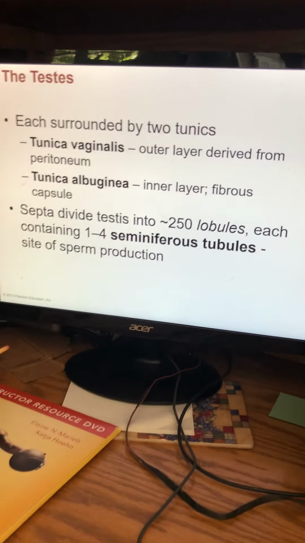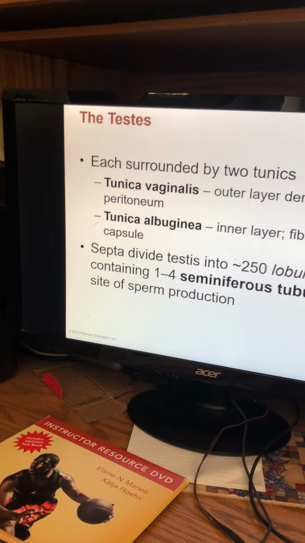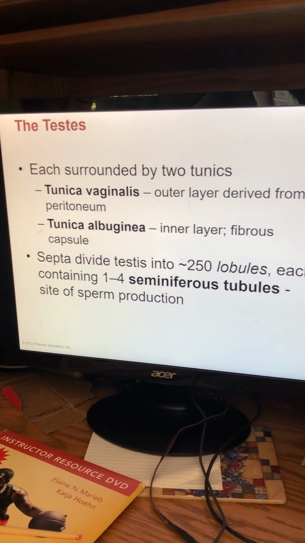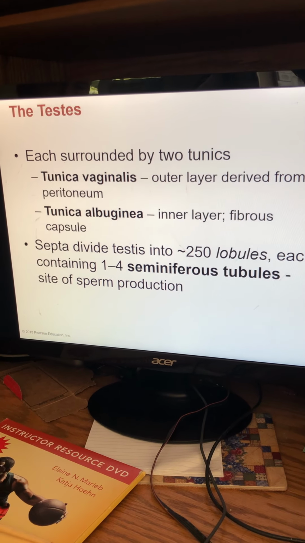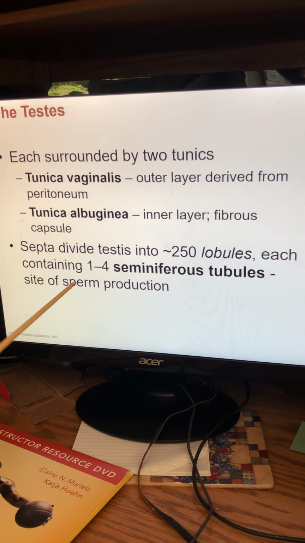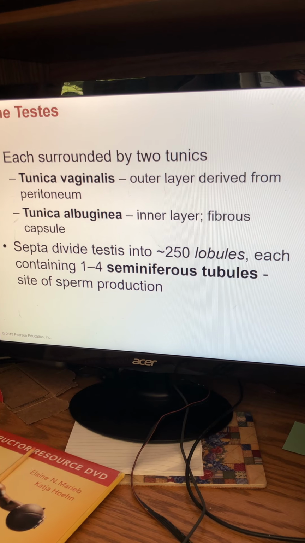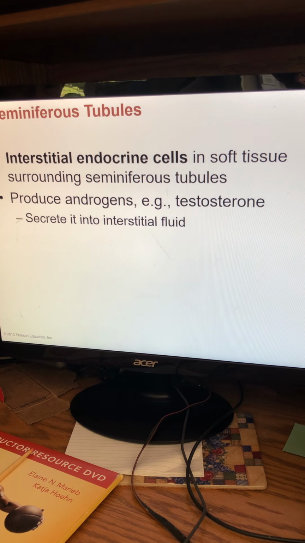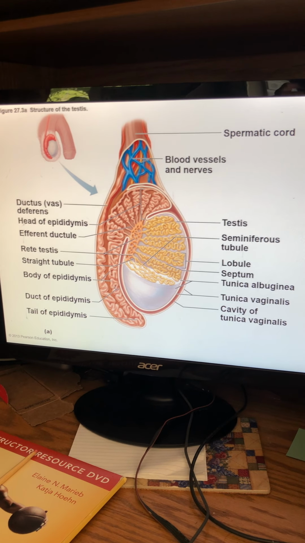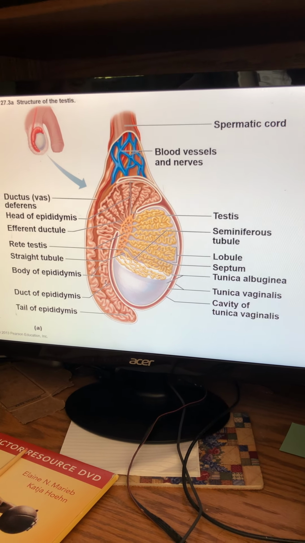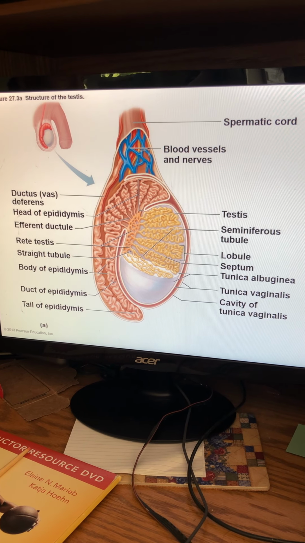So each septum in the testes is divided into 250 lobules, and each of them are going to have 1 to 4 seminiferous tubules. So it is actually the seminiferous tubules that are the site of sperm production, even though they're found within the testes. Let me just get a picture of that. So here's what it looks like. When I teach it in class, I usually think that the seminiferous tubules look like ramen noodle soup. A good way to remember it.